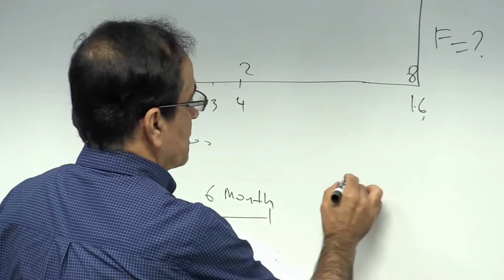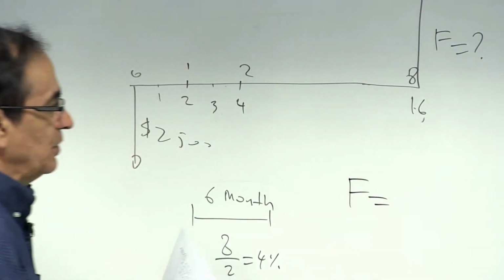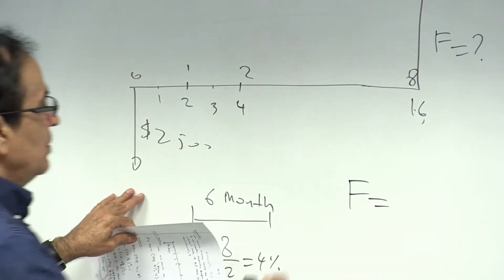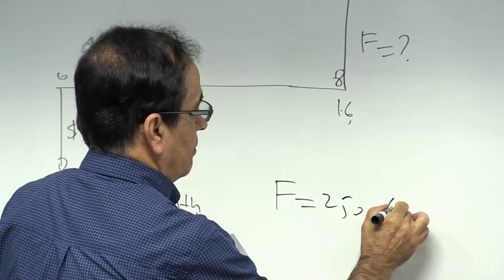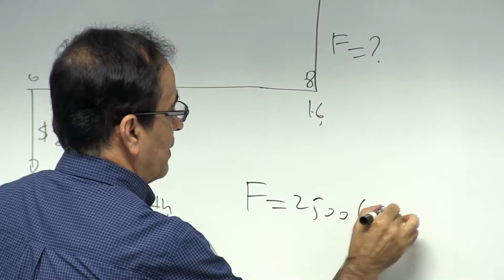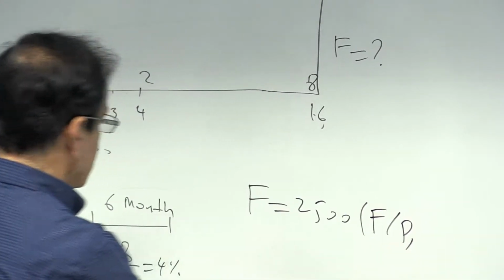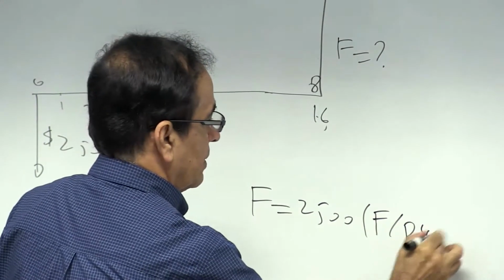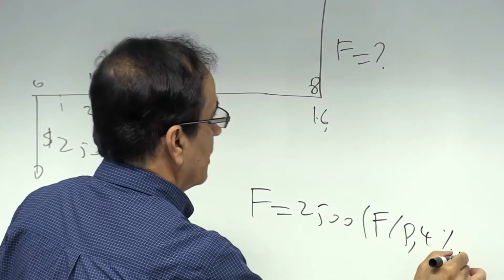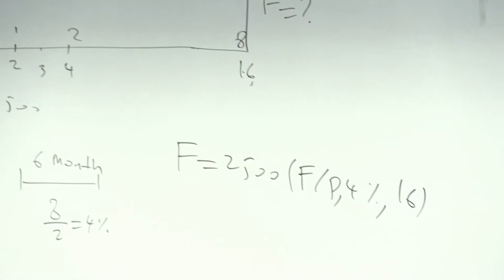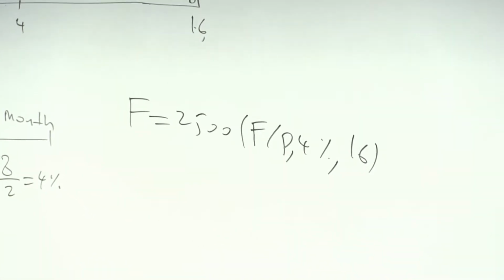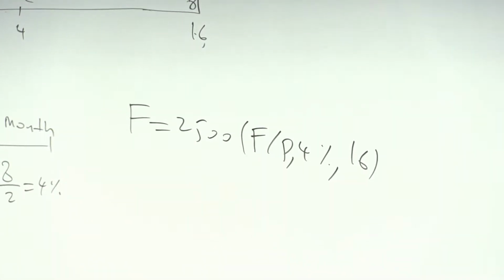So the rest of it is the same as before, like we did in chapter 3. F is going to be equal to 2,500, F given P, and the interest rate for 6 months is 4%. And the number of periods is 16. Why 16? Because you have 8 years, and each year consists of 6 months. So you have 16 periods.